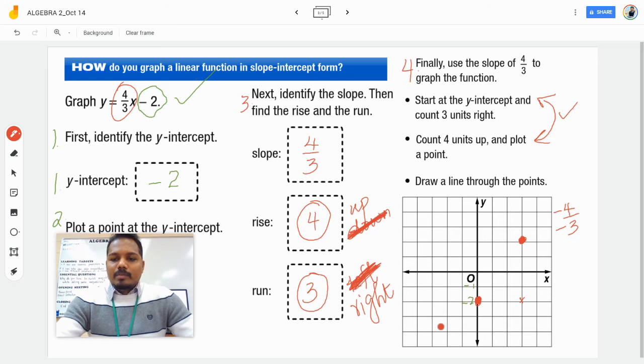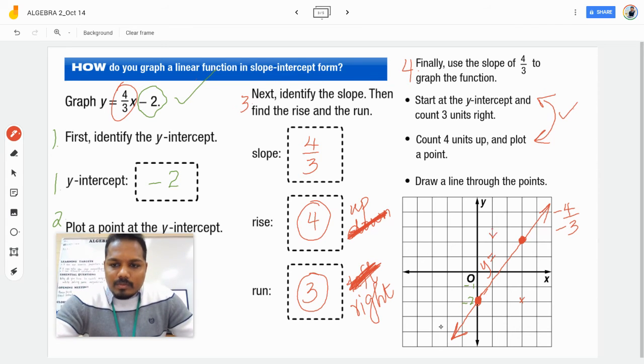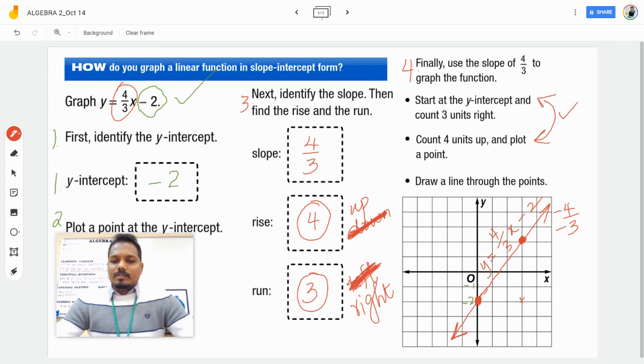All right, so now we are ready to build the line connecting these two existing points. You can draw a straight line which is extending infinitely both sides. And you can have the equation on the line, which is y equals 4/3 x subtract 2. So this is our straight line for the function y equals 4/3 x subtract 2. Or this is a line with the slope of 4/3 and the y-intercept of -2.